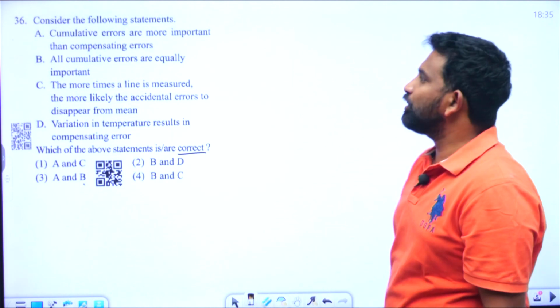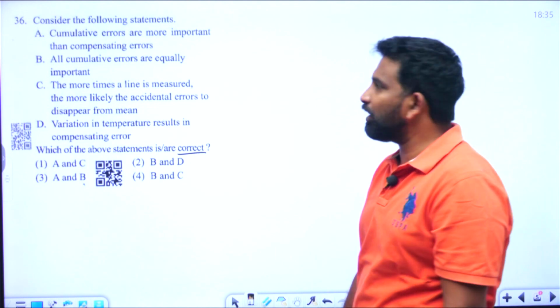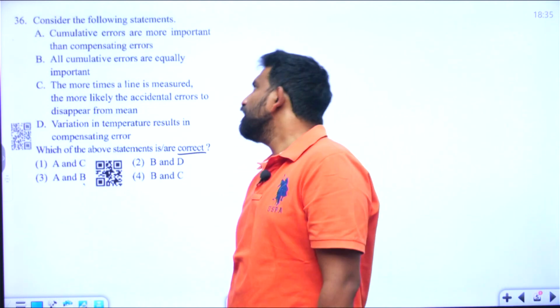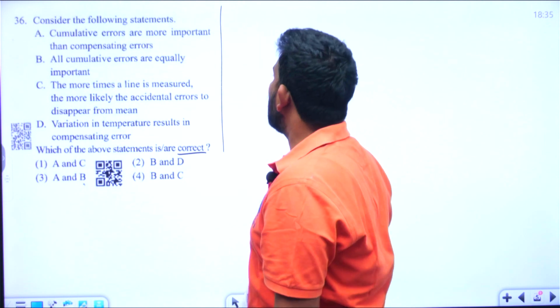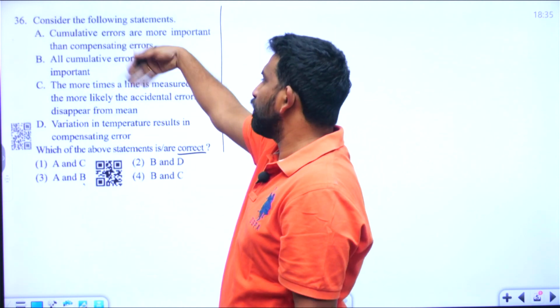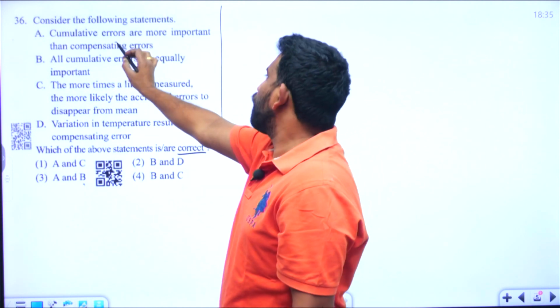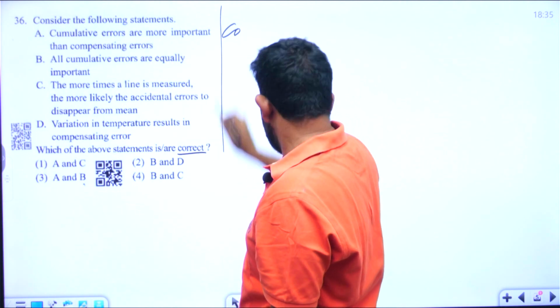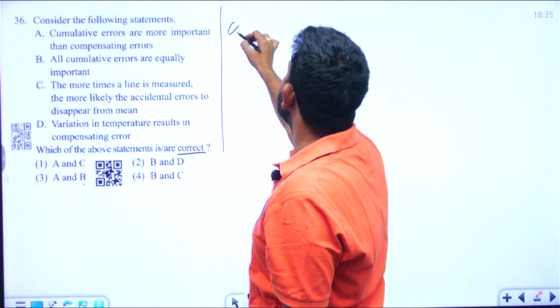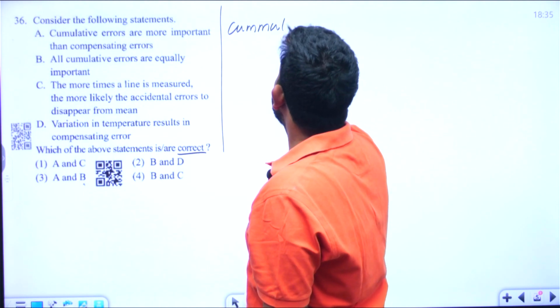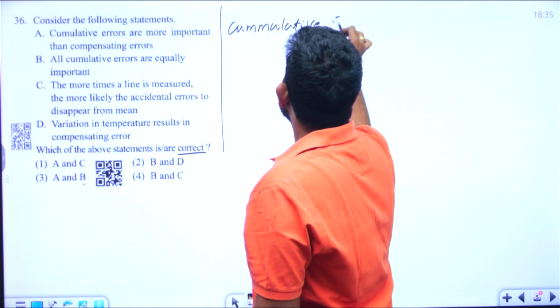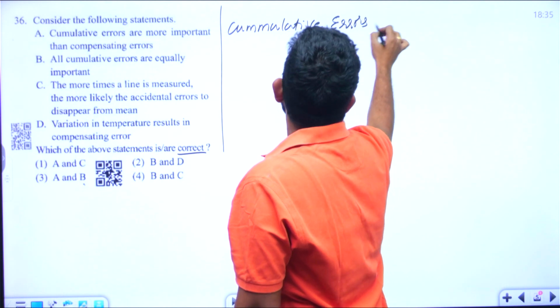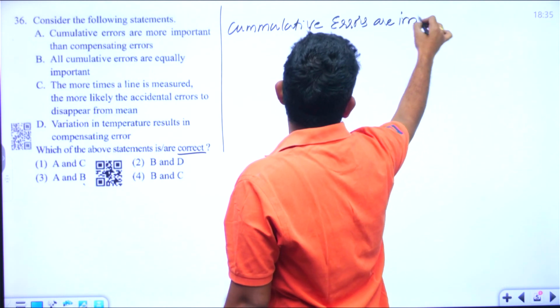Okay, if you see these options, all the options sound similar, and it's very difficult to find out the correct statements here. But we will easily be able to identify the incorrect statements from the four options that were given. Now, cumulative errors are more important than compensating errors. Yes, obviously, cumulative errors are more important. Why do we have to consider this important here?